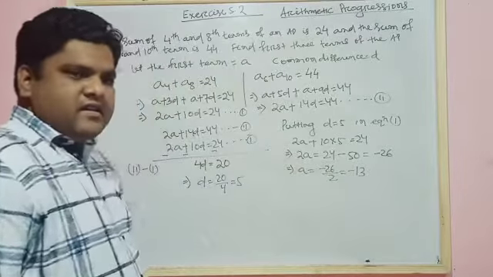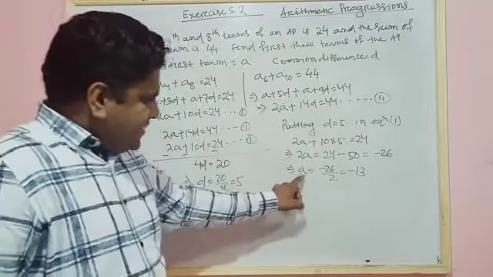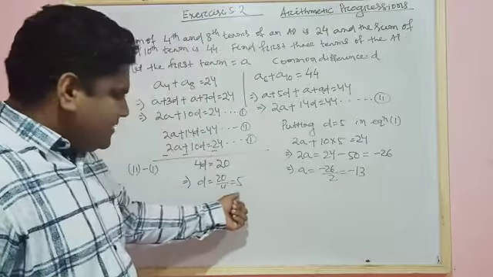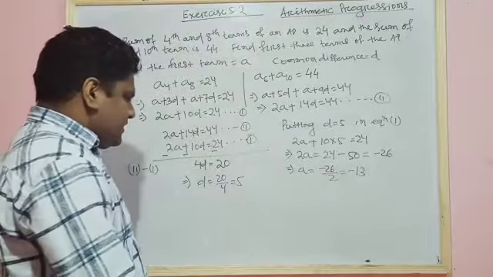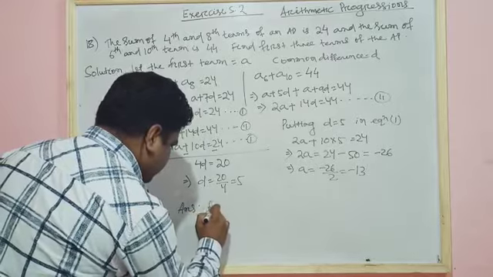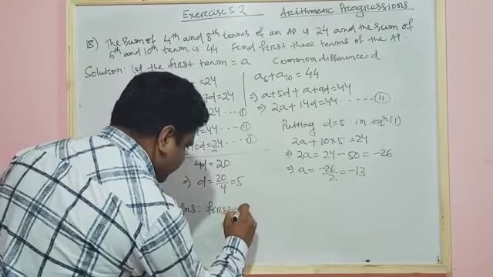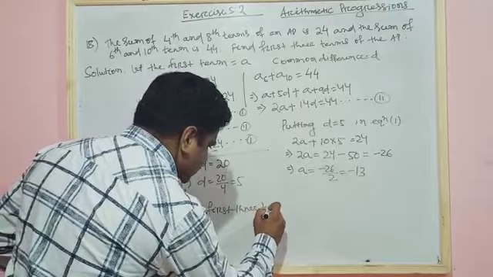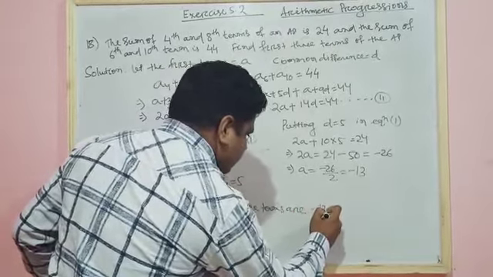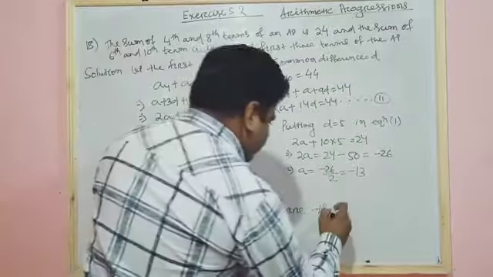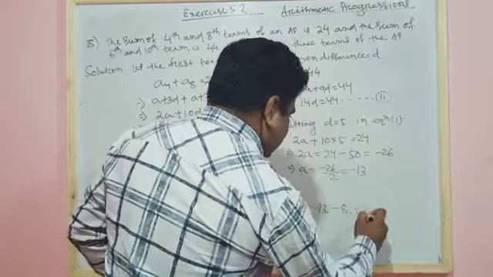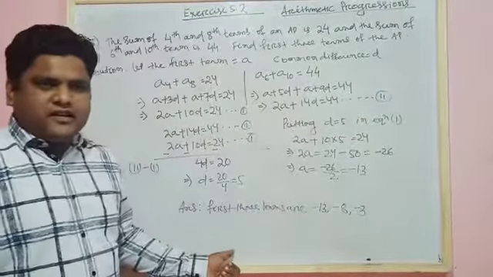So the first term of the required AP is minus 13 and the common difference is 5. So the first three terms are minus 13, minus 13 plus 5 is minus 8, and minus 8 plus 5 is minus 3. So now we got the answer.